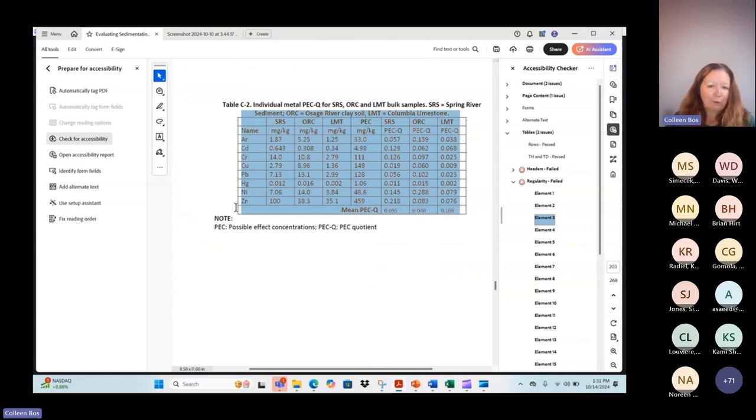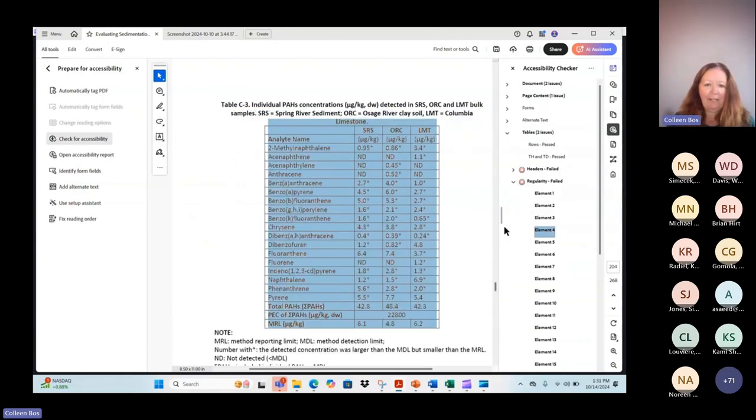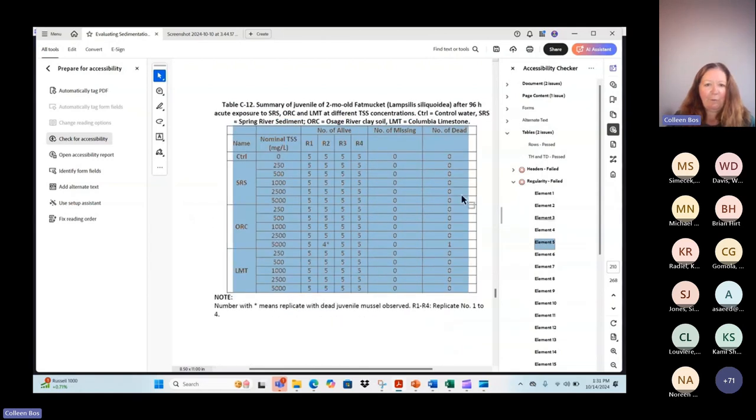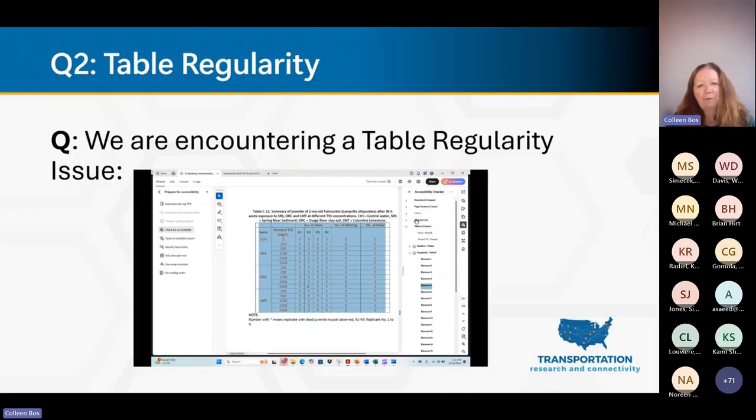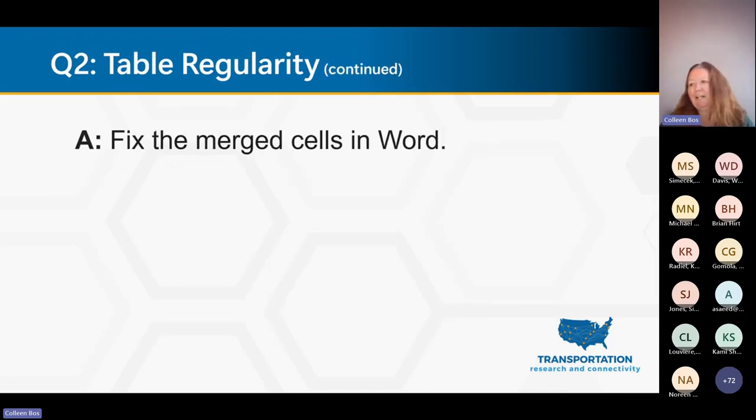And over here, merged cells at the bottom, that's what's triggering the table regularity error. And more merged cells at the bottom, and more merged cells up at the top, and then also over on the left-hand side. So I'm not going to go through every one of the dozens of errors that were there, but the key here is that you've got merged cells there. And the only way to fix that is actually going to be to go back to the Word document.